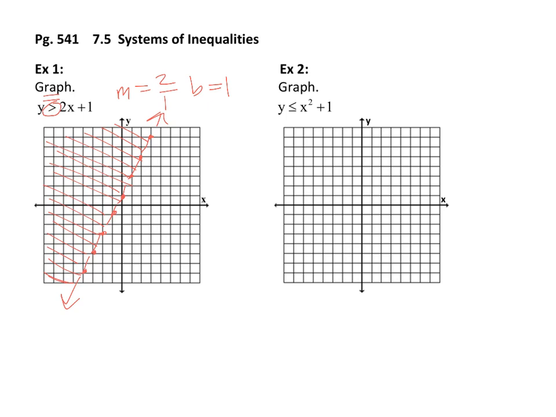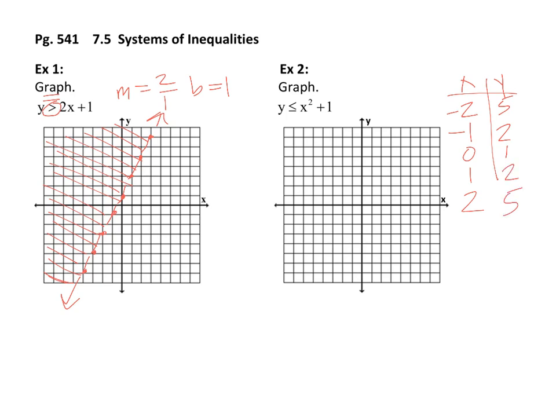Let's do another example. Graph y is less than or equal to x squared plus 1. There's various ways to graph this equation, but I'm just going to choose a bunch of points. You could use this method for graphing any equation. This is the most simple, basic method. I just plug in the x values and I figure out what the y values are: 5, 2, 1, 2, and 5.